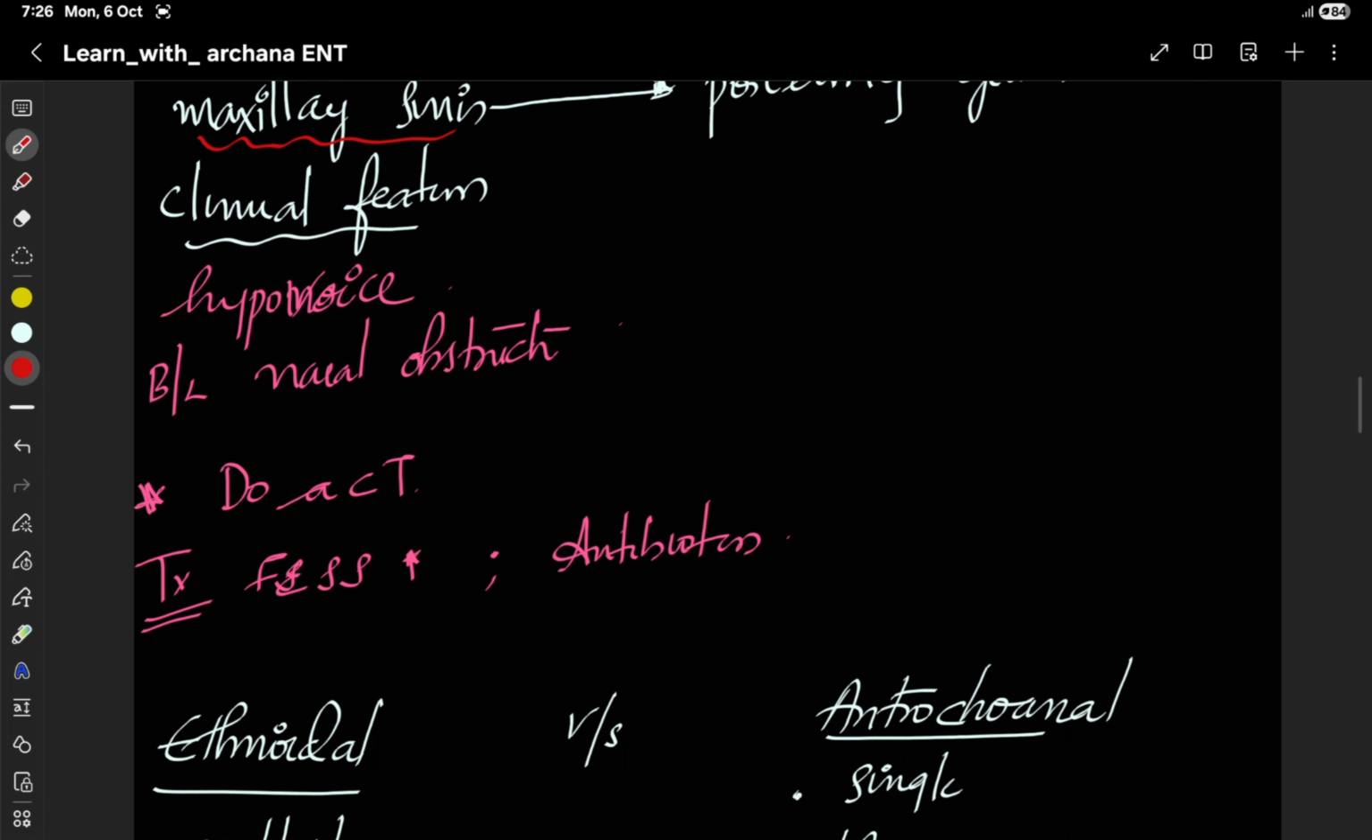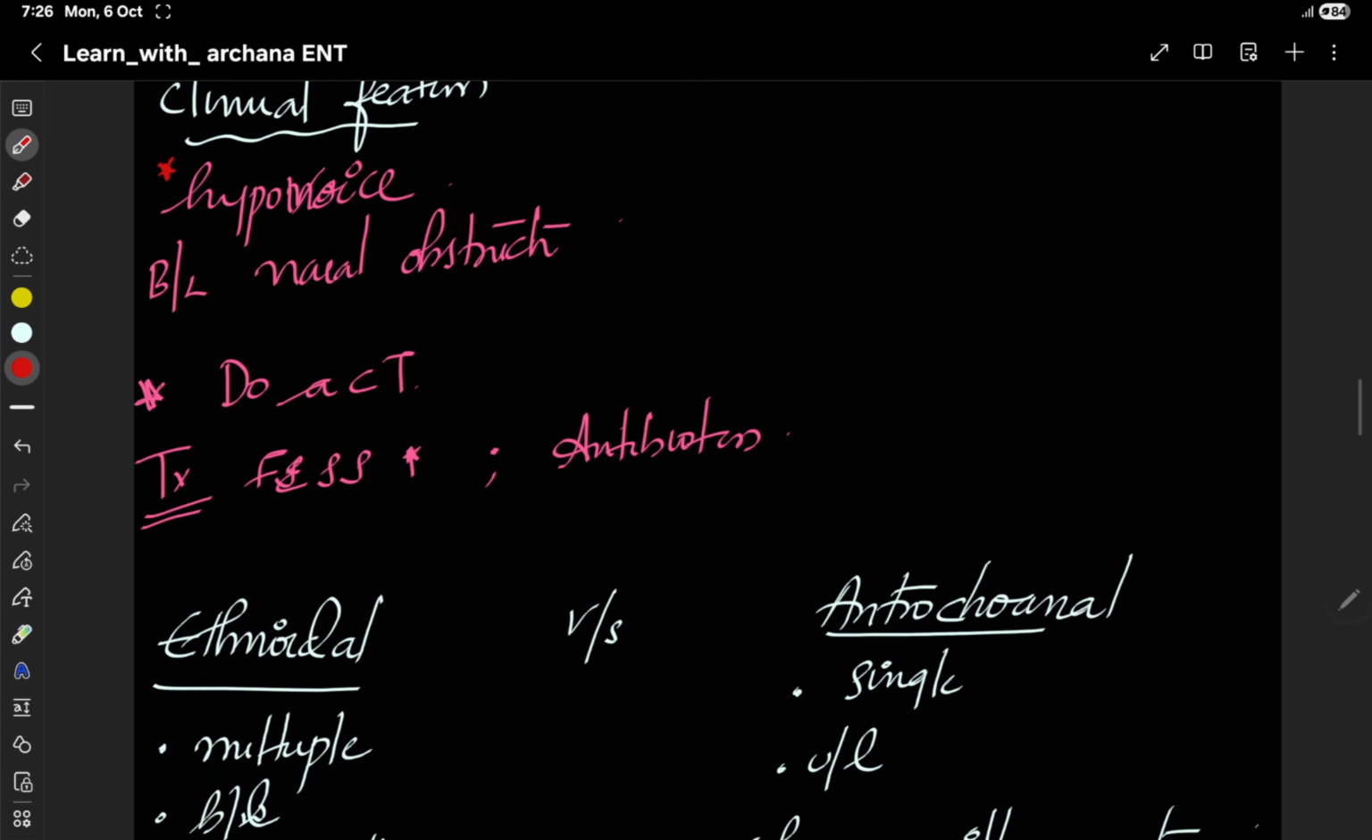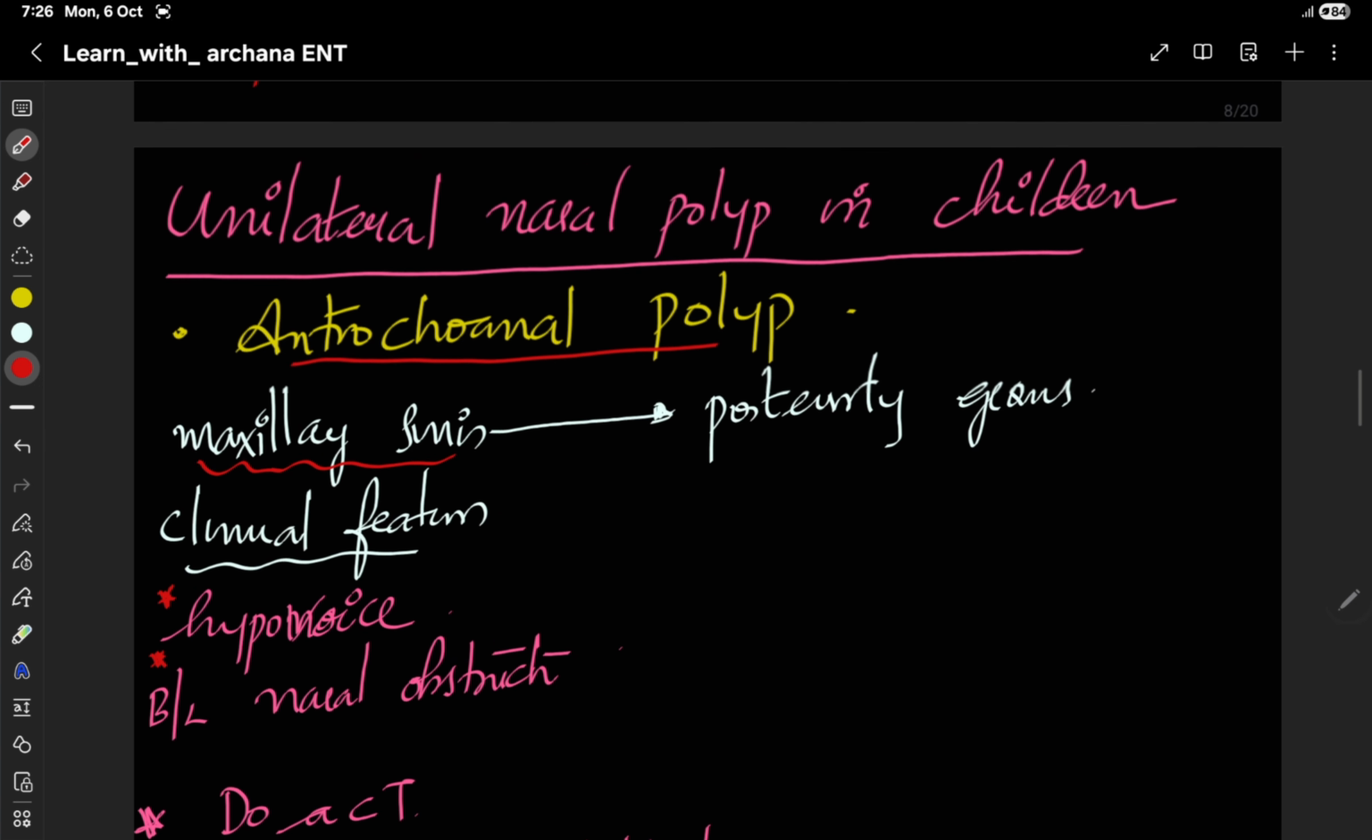What will be the clinical feature? It goes posteriorly, so there will be hyponasal voice. The voice will be a little lower than before. Then there will be a change in voice, right? And there may be bilateral nasal obstruction, because if they grow bigger, they can cause nasal obstruction.